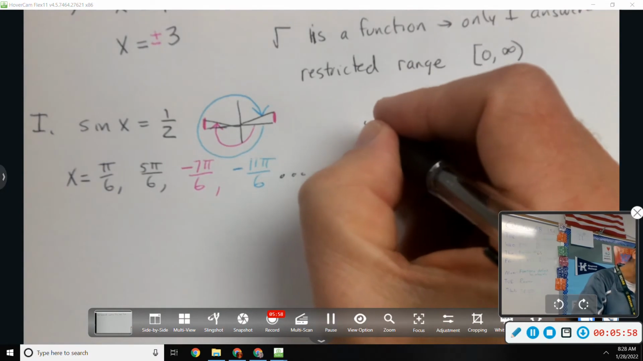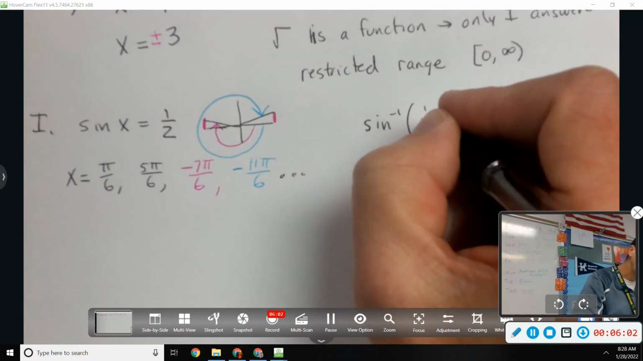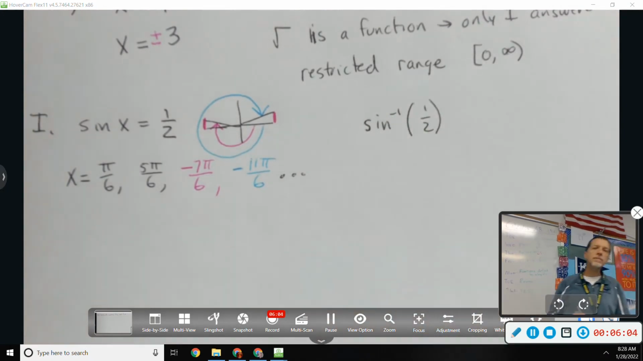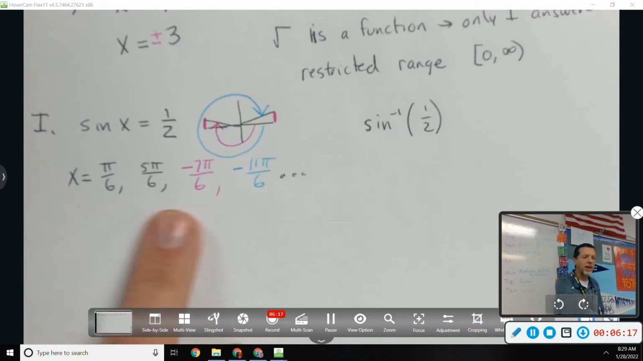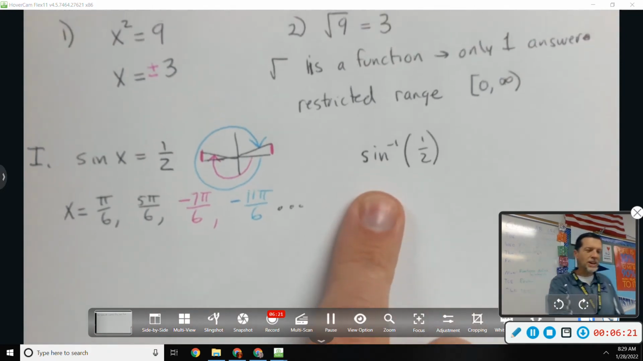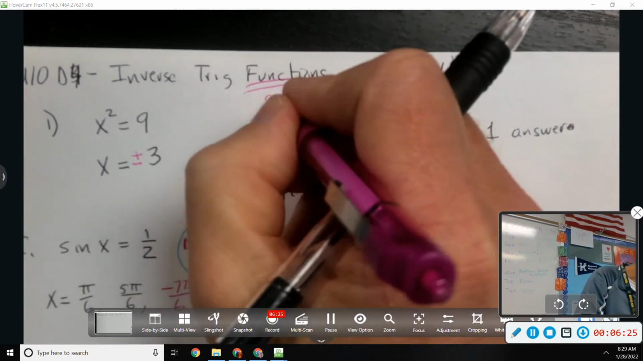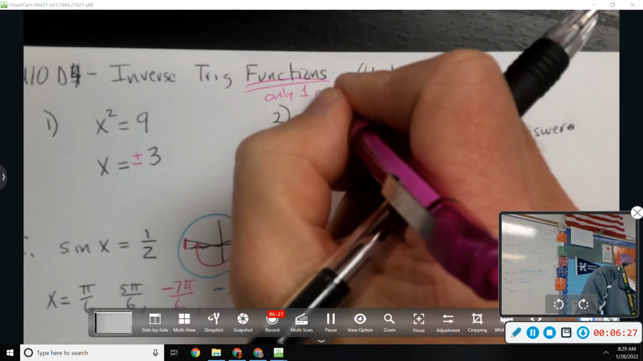Now, if we rephrase this problem into inverse sine of 1/2, that means find an angle whose sine is 1/2. Well, I've got options here, but I only want one answer because this is an inverse trig function. Only one answer.